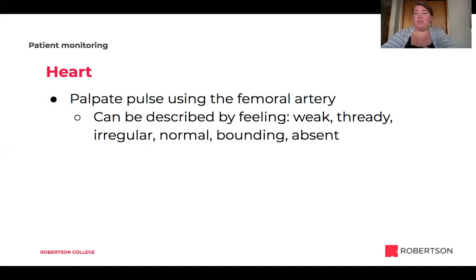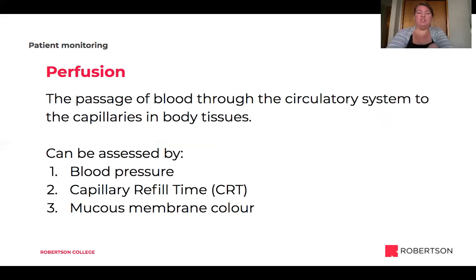We can also describe the way the pulse feels. So it might be a really weak pulse, difficult to feel. Thready means it's really a sporadic kind of feeling. It might be irregular. So if it isn't a steady heart rate, if they have an irregularity or an arrhythmia, it could just feel normal, or it could be bounding, which is really strong and really bouncy almost, or it could be absent if the animal has passed away. So either way, we can describe the feeling and we can describe the rate by reporting a number for the heart. So the last vital sign that we're going to assess is perfusion.